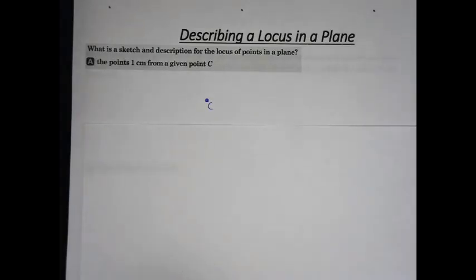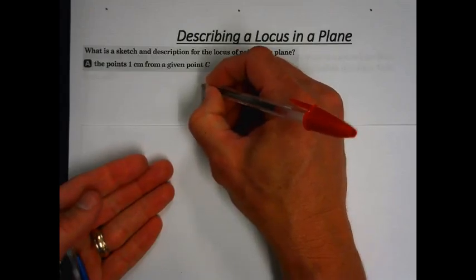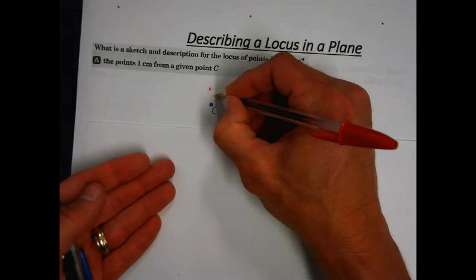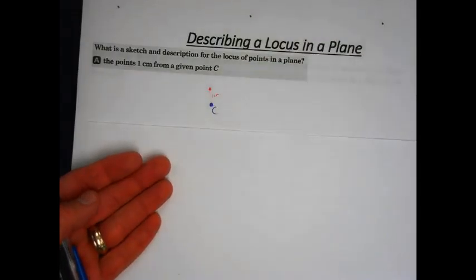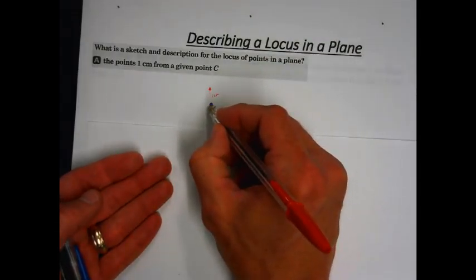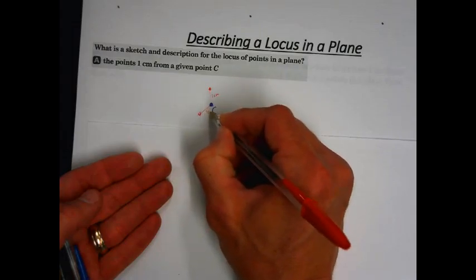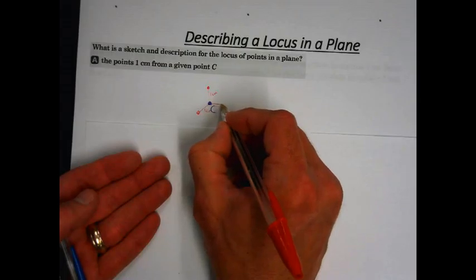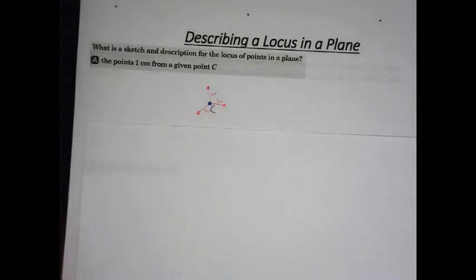So let's imagine we had a given distance. We'll say that was 1 centimeter. That's a point 1 centimeter from C, let's just say. And if that's 1 centimeter, well, maybe there's a point out here that's 1 centimeter from C. And maybe there's another point, maybe out here, that's 1 centimeter from C.